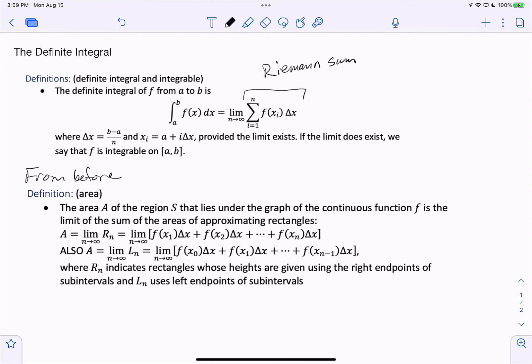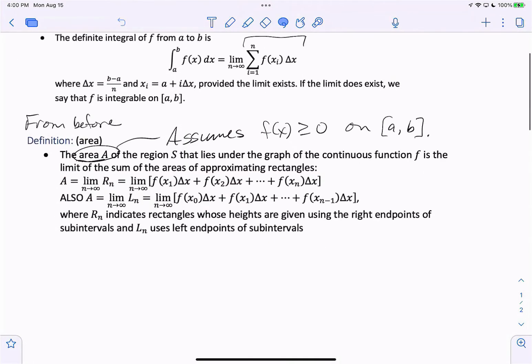I'll say, though, that when we were looking at this in terms of area, this assumes that f of x is positive on the interval from a to b. F of x doesn't always have to be positive, and if it ever goes negative, it's just not an area. What does it mean then? Well, keep watching videos and we'll explore that as we go. Let's put this definition into action.